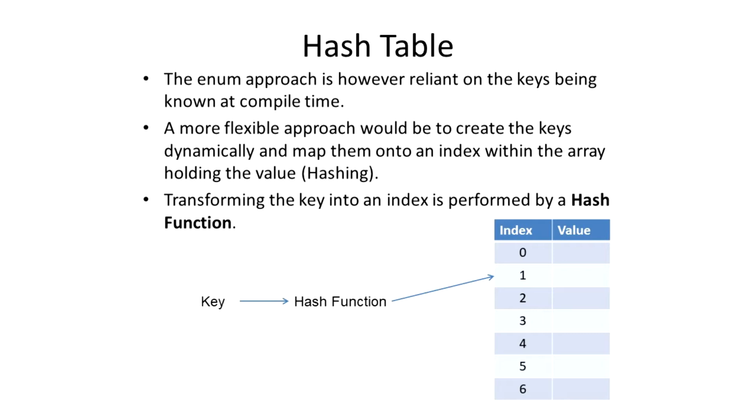So in the case where we don't wish to be limited to a set number of defined associations, a more flexible approach would be to create the keys dynamically and then map them onto an index within the array. And this is the concept of hashing. And this is typically achieved by a hash function. And this hash function specifies the code which will translate the key into an integer index.